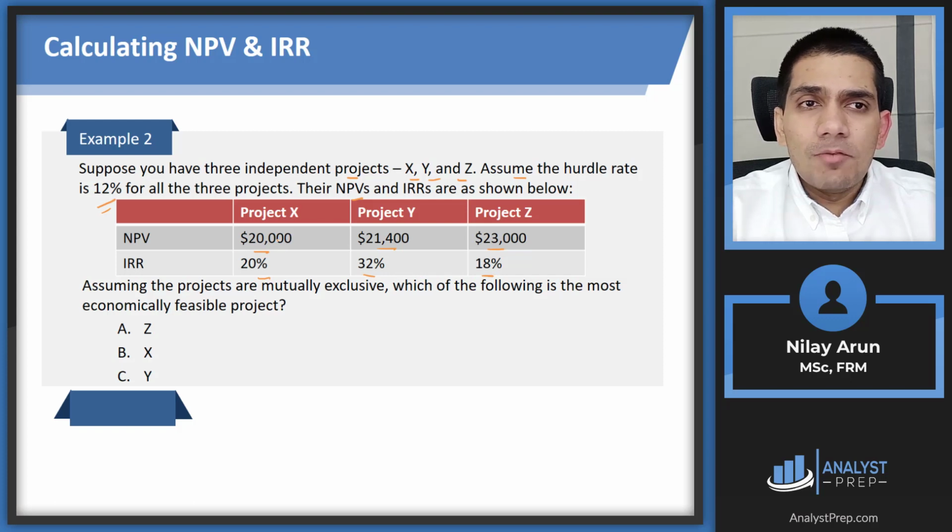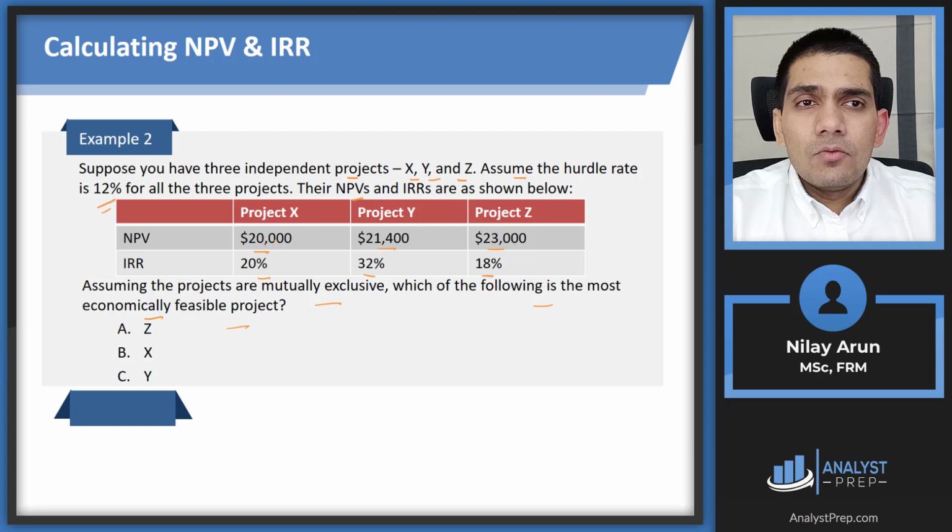Now if we look at NPV, all three have positive NPVs. So all of these three will still add value. How about the IRR? Your hurdle rate is 12%. And you can see all three projects have easily cleared that hurdle rate. So you're getting more than 12% in all three cases, which means all three projects are viable. But we need to select one single project. So if the projects are mutually exclusive, which of the following is the most economically feasible project? So how do we select one project out of these?